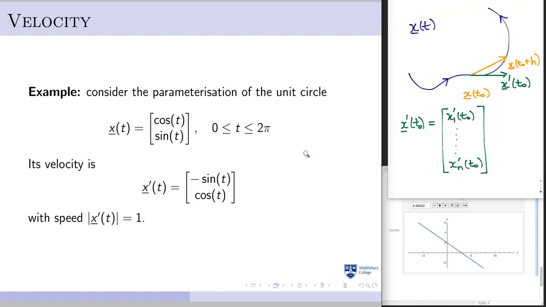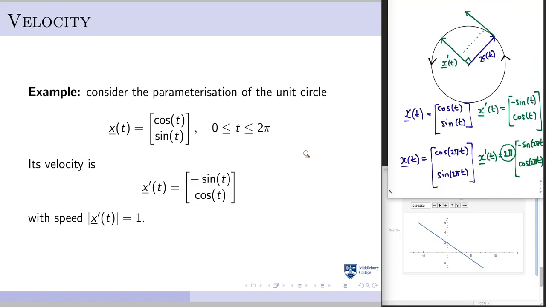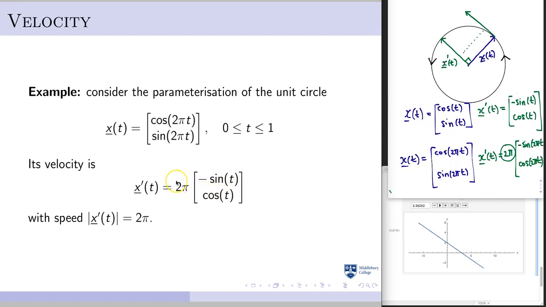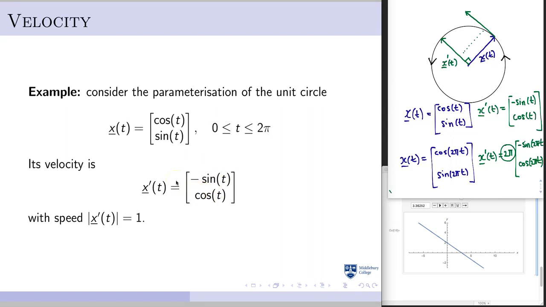Okay, so here is our example. We're going to take the parameterization of the unit circle that we had before, and we compute, just by differentiating each component, its velocity to be this, and we can compute that its speed, so just the norm, the magnitude of this vector, is going to be equal to 1.